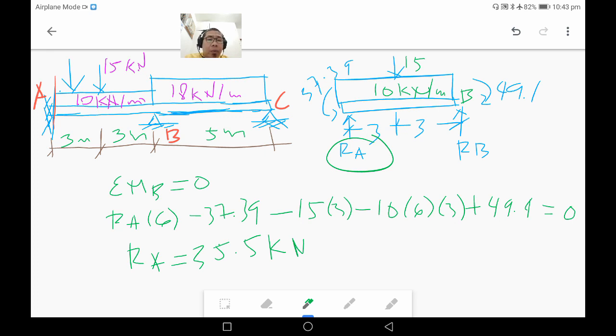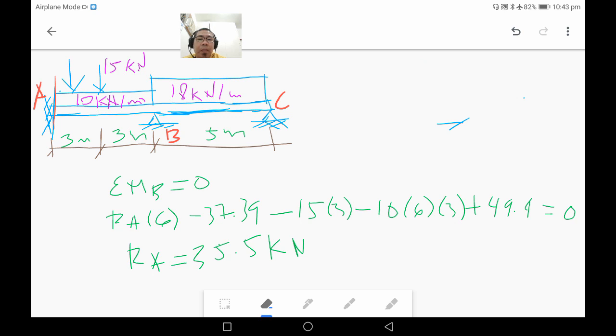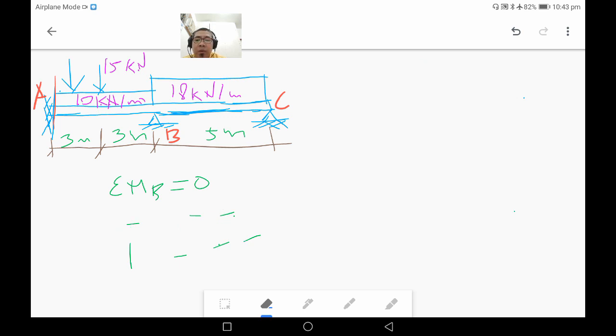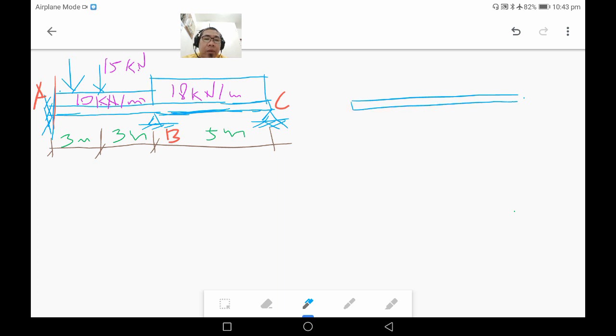Then, wag muna natin solve yung RB kasi meron doon sa kabila. Solve muna natin yung RC. Okay? So, burahin natin to. And then, let us go for RC. So, sa RC, ang itsura niya is ito, mas madali ito. Iisa lang yung dyan, 18 lang yan. So, this is 18 kilonewton per meter, and this is RB, and this is RC, and of course the length is 5, no?